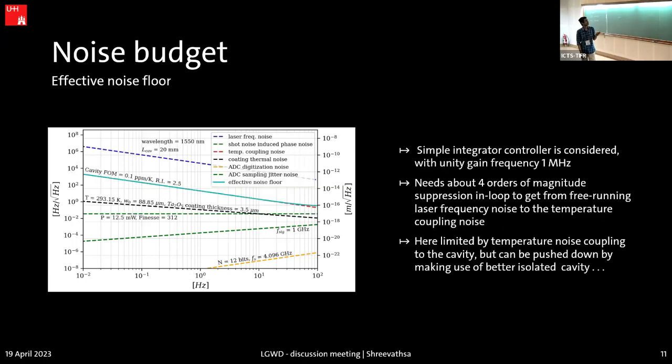Altogether, if we look at the effective noise floor and run a control loop, some simple integrator is enough for this model. We can suppress the laser frequency noise by many orders of magnitude. Already in the decihertz region, we are in the sub-picometer regime by considering the room temperature values.